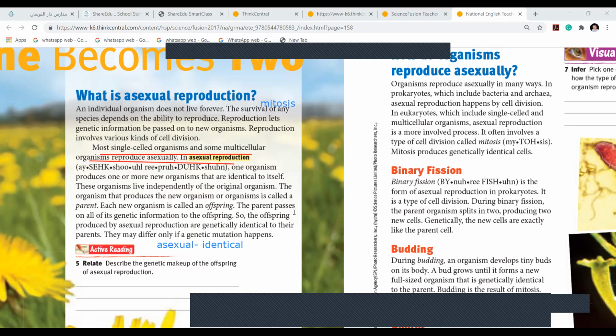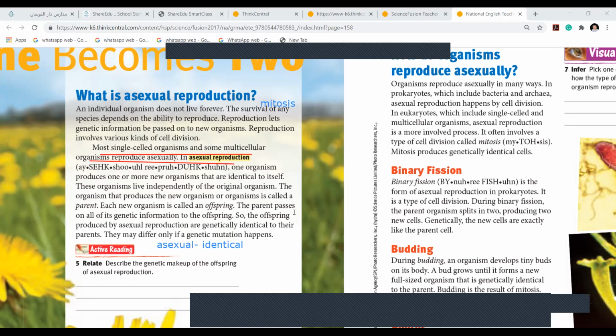You and your mom, yes, you resemble. I know you are similar, but you're not exactly the same. Are you the same? No. So in sexual reproduction, we don't get exactly identical offspring. But in asexual, we get offspring exactly identical to itself. You understand? The bacteria will be exactly the same as the other organism was. These organisms live independently of the original organism. They don't depend on it, like you depend on your mother. We depend on plants. We depend on animals. They don't depend. They live independently.